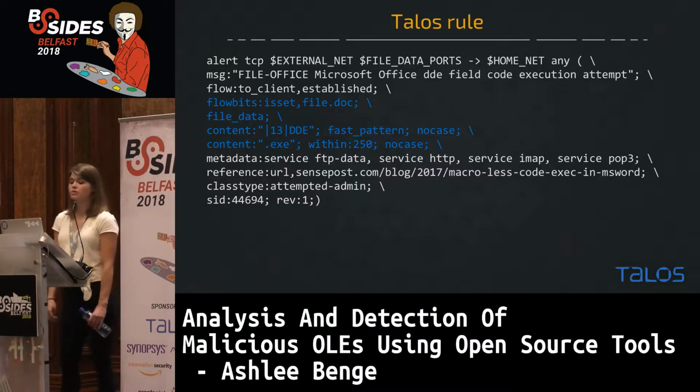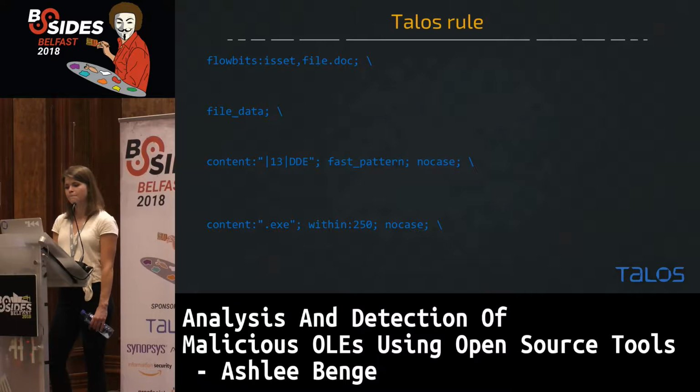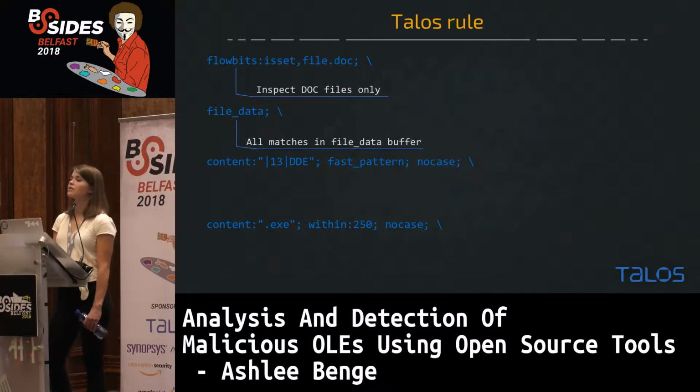So this is a Talos rule for this exploit. And again, this is kind of long, but the chunk that actually matters to us is highlighted here in blue. And I'll go ahead and break it down in the next slide. So again, we're using flowbits to inspect just our doc files. We only want to inspect the file data buffer because we only care about the contents of the file.